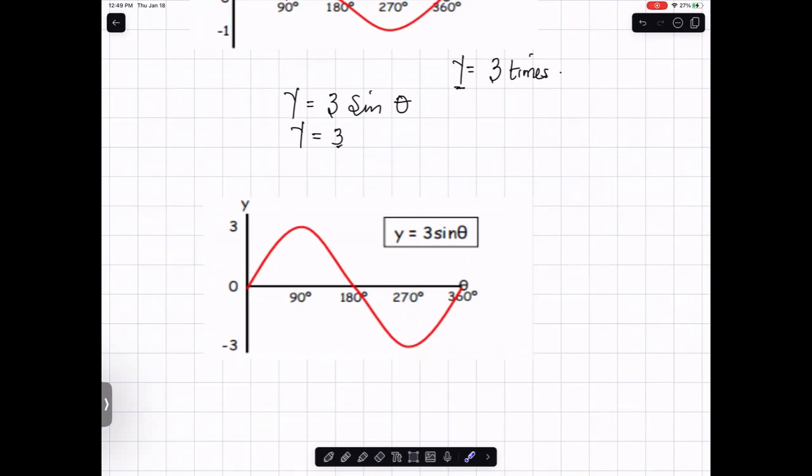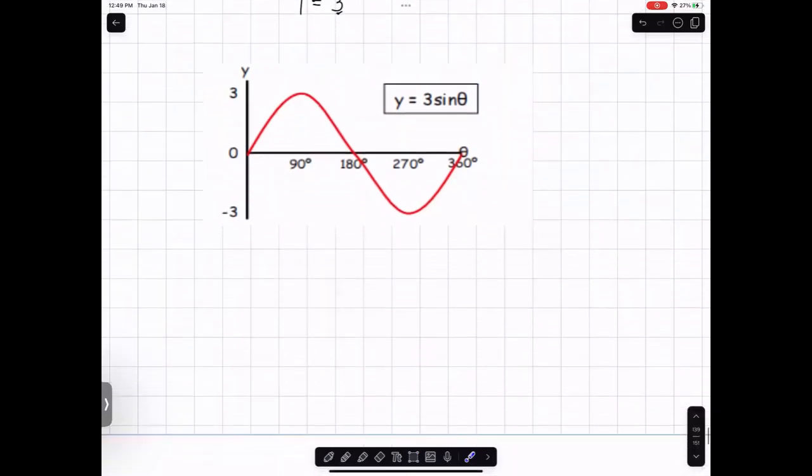So this is how to transform your sine graph by multiplying. If I have 4 sine theta, that means your graph will be transformed by 4 times, and that will affect your y-axis. So 4 times y is moving the graph 4 times upward, or 4 times downward. So this is transformation. This is the first part of our transformation.